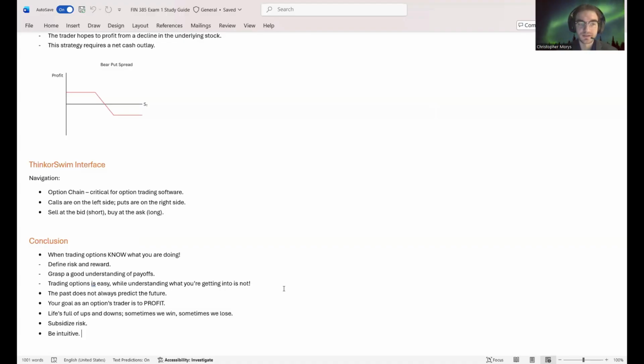Trading options is easy, while understanding what you're getting into is not, right? So, bottom line, know what you're doing. You don't want to get into something and then you realize you're gonna have to take a huge haircut because you took on risk that you didn't understand at the time, right?